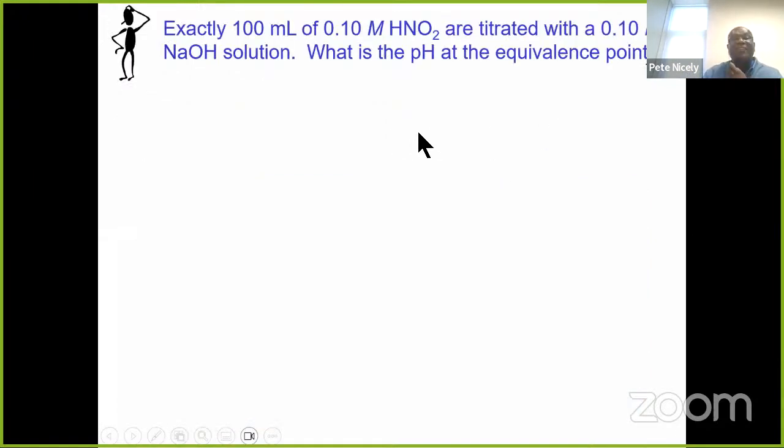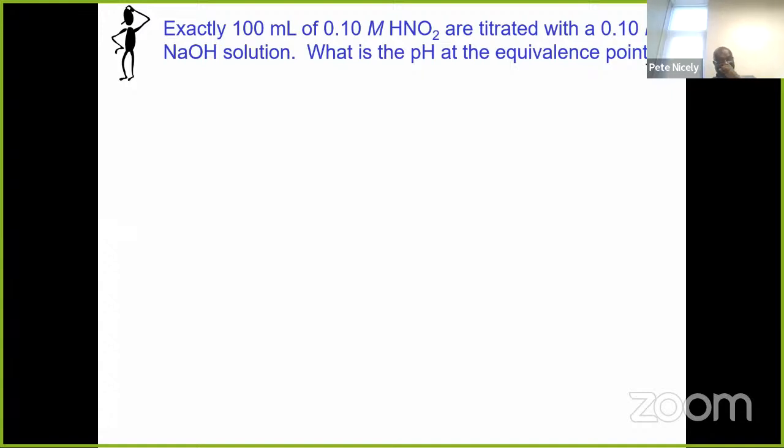So let's look at this problem here. And this is a typical titration type problem. It says exactly 100 mL of a 0.10 M nitrous acid solution is titrated with a 0.10 M sodium hydroxide solution. What is the pH at the equivalence point?